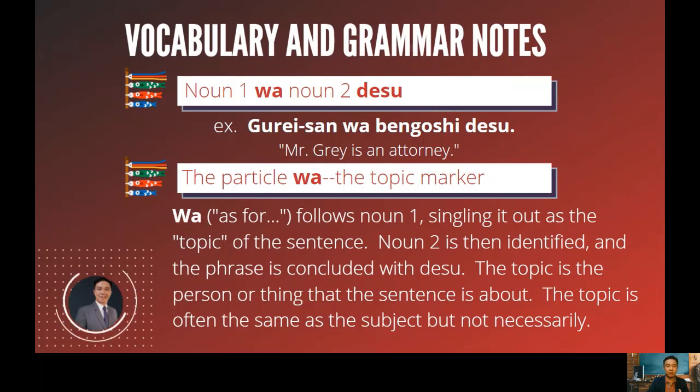Take a look at this placement of noun and the particle. Noun 1 plus wa, noun 2 plus desu. Example, Gray-san wa bengoshi desu. Mr. Gray is an attorney. The particle wa, or what we call the topic marker. Wa, as for, follows noun 1, singling it out as the topic of the sentence. Noun 2 is then identified, and the phrase is concluded with desu. The topic is the person or thing that the sentence is about, and the topic is often the same as a subject, but not necessarily.